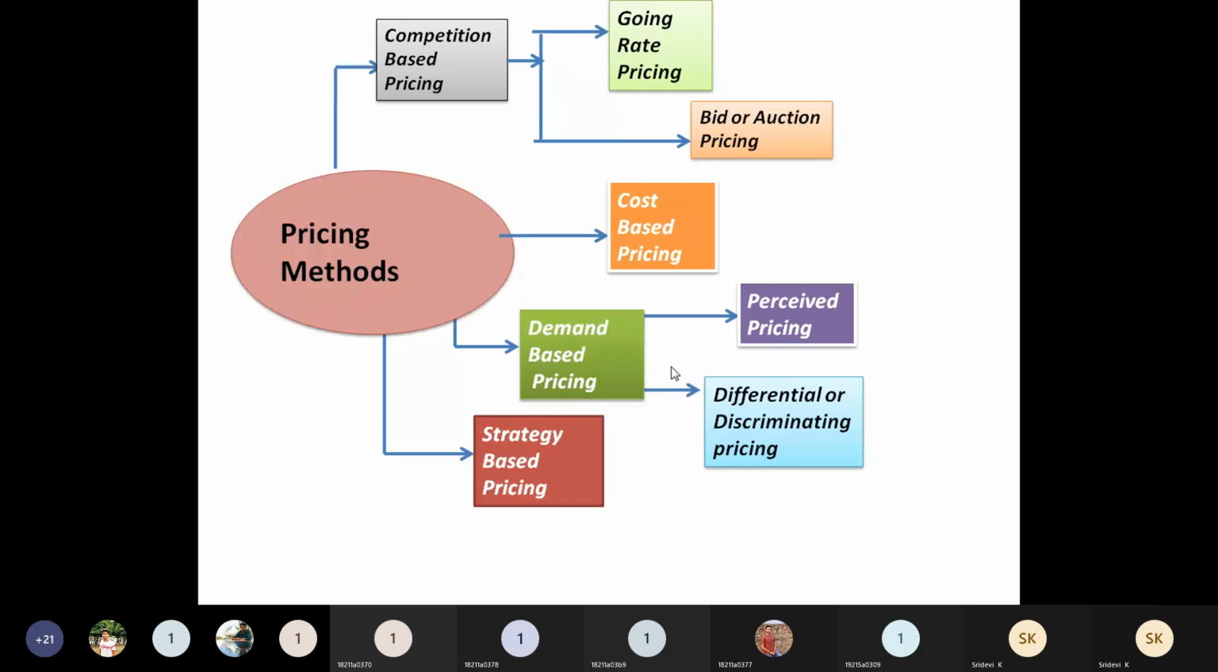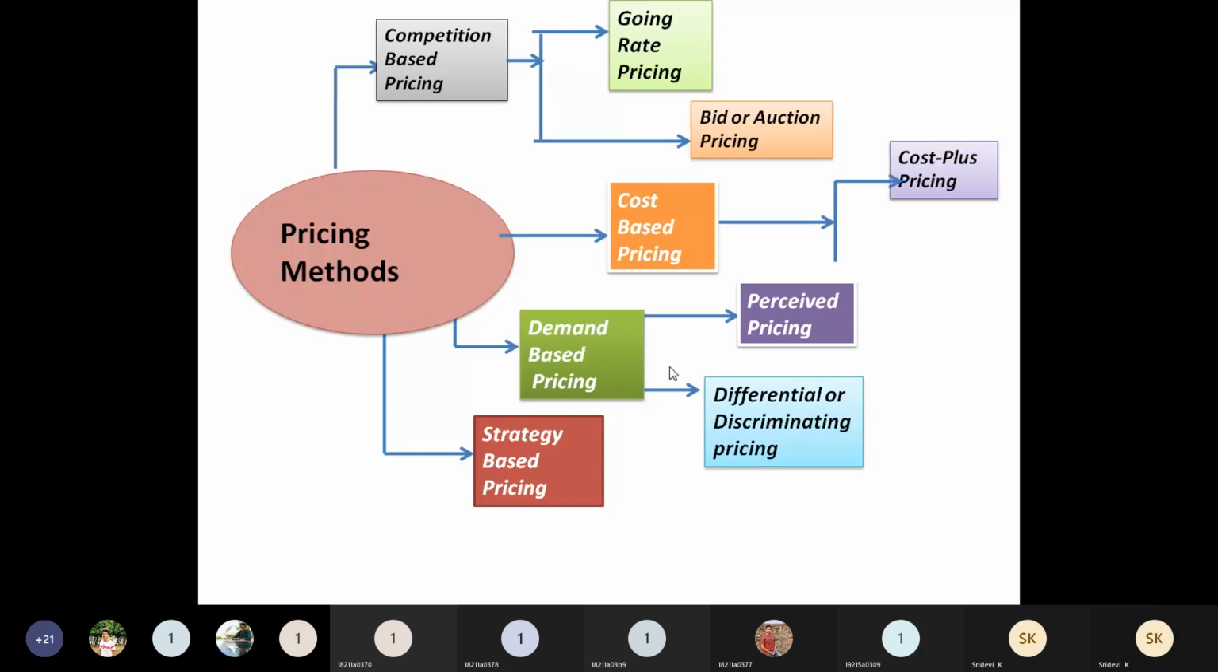How necessary it is to that particular customer. Based on that, they are going to fix the price, which is called discriminating pricing or differential pricing. And when we come to the cost-based pricing, we have again two methods here.